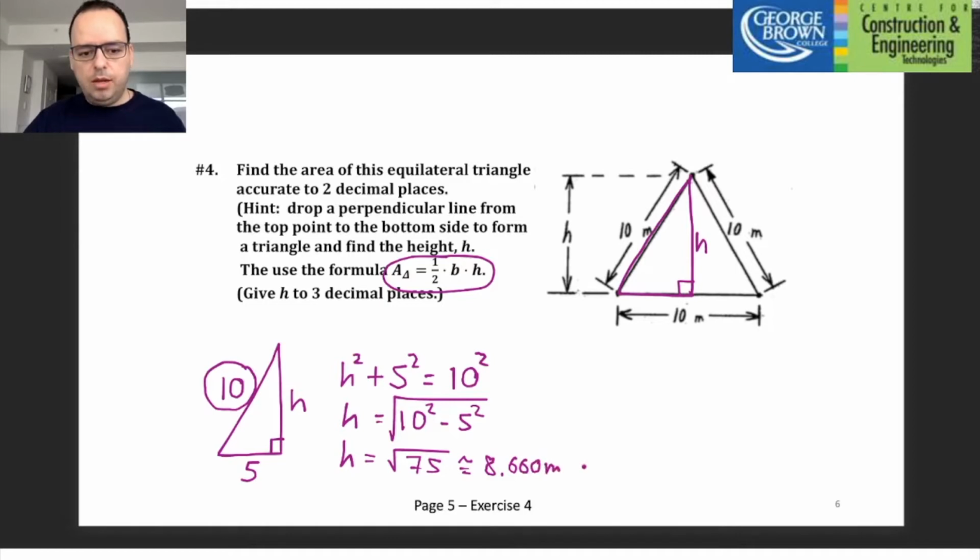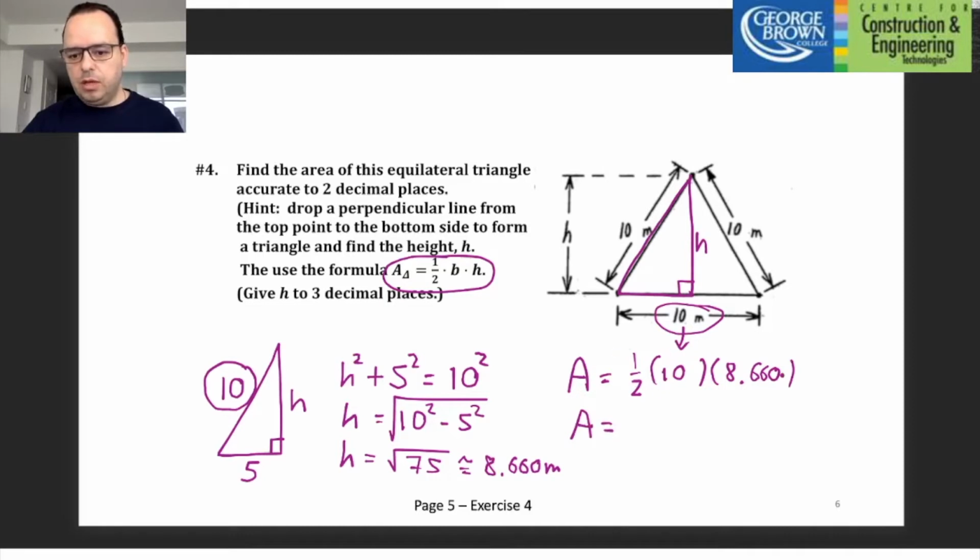Now that you have the height of the triangle, you can find the area. So the area will be half base times height. The height is 8.660. And what is the base? Well, according to this diagram, I could use 10 as my base. So, I mean, this is actually a really neat mental math question. You see here we have half times 10 times 8.660.